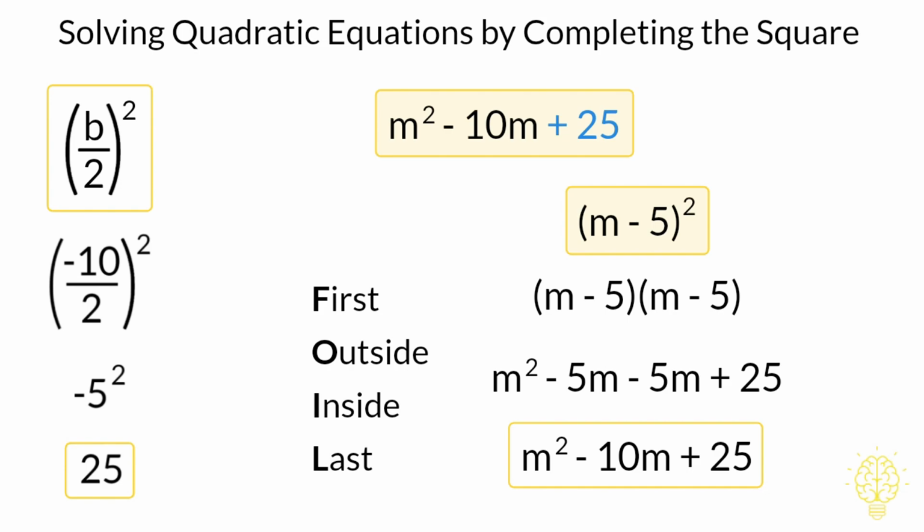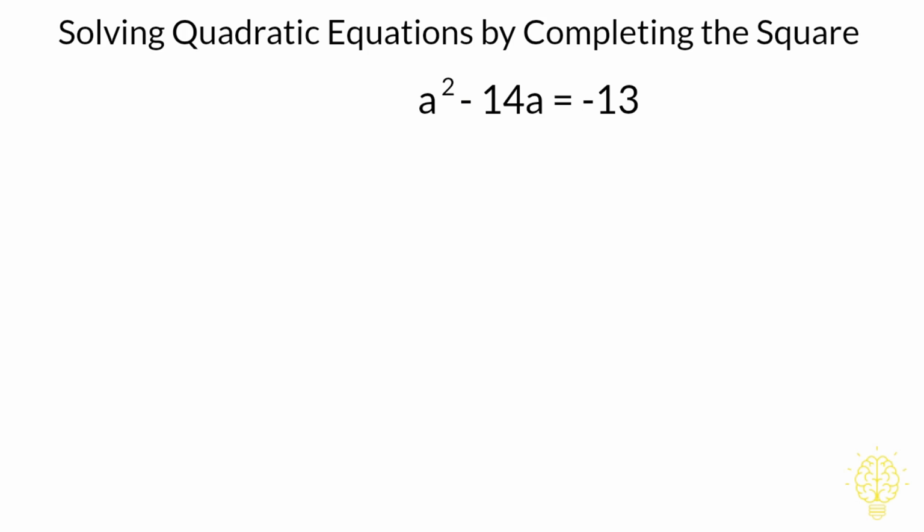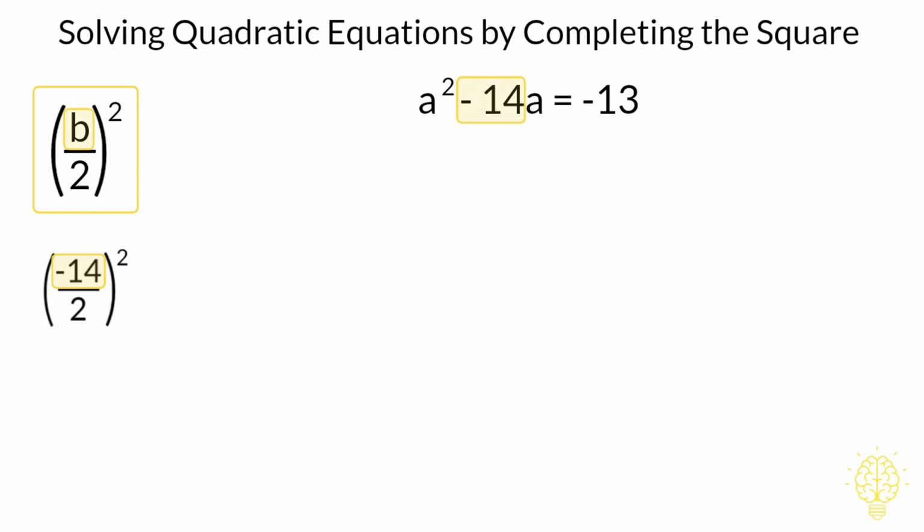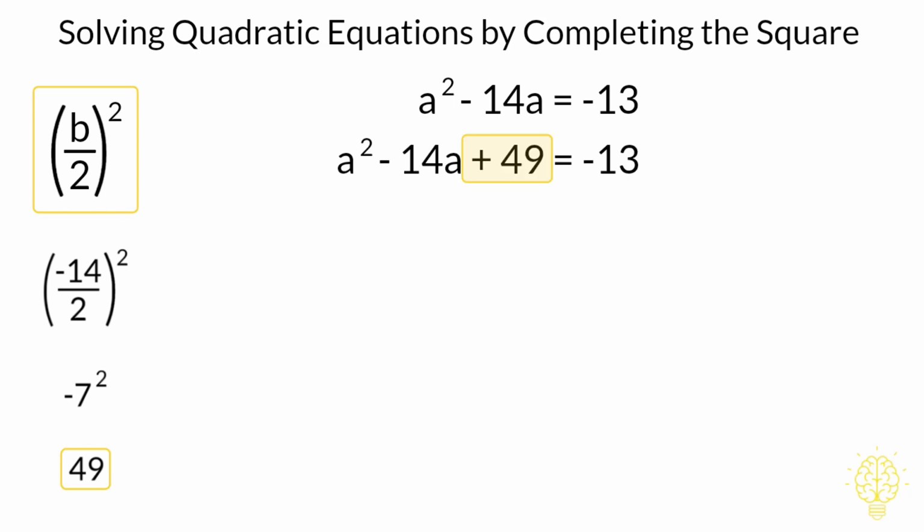Let's try that now. We'll solve a squared minus 14a equals negative 13. First, we complete the square using b over 2 squared. Our b is negative 14. Negative 14 over 2 is negative 7, and negative 7 squared is 49. So we add 49 to complete the square.